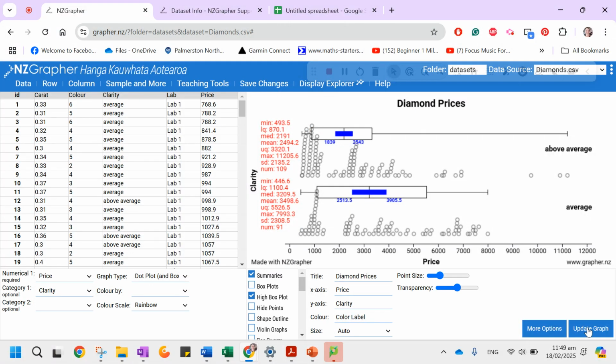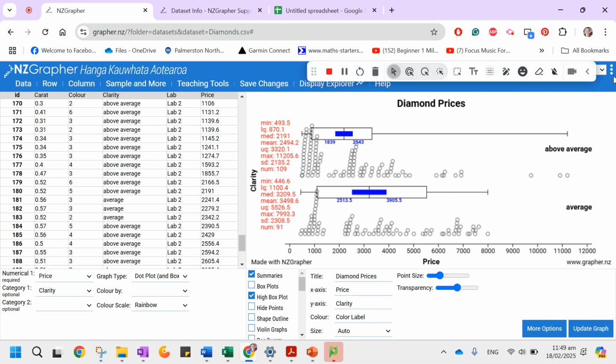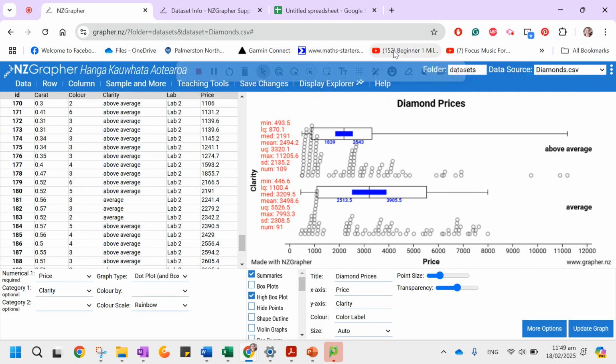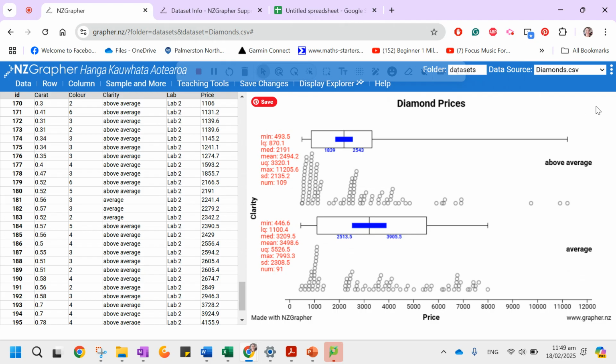Now, do you see how that graph is kind of squished up? Those dots are going into the box plot a little bit. What you can do is move this bar again, and you can hide the bottom section and it stretches it out a bit. So you can adjust some settings to play with it. The other thing I do quite often when I first make a graph, so remember the data is going to disappear once I shut NZGrapher, at that sample.